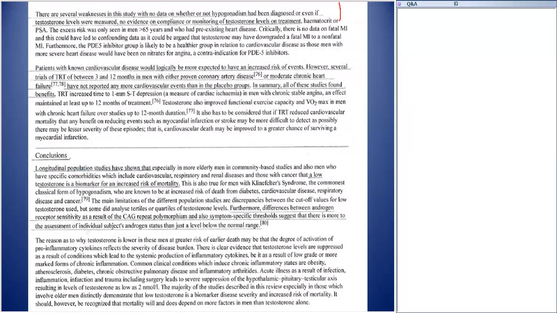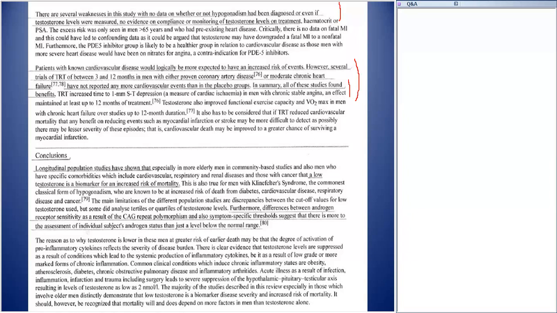Patients with known cardiovascular disease would logically be more expected to have an increased risk of events. However, several trials of testosterone between 3 and 12 months in men with either proven coronary artery disease or moderate cardiac failure have not reported any adverse cardiovascular events except in the placebo group. In summary, all of these studies found benefits and no harm.